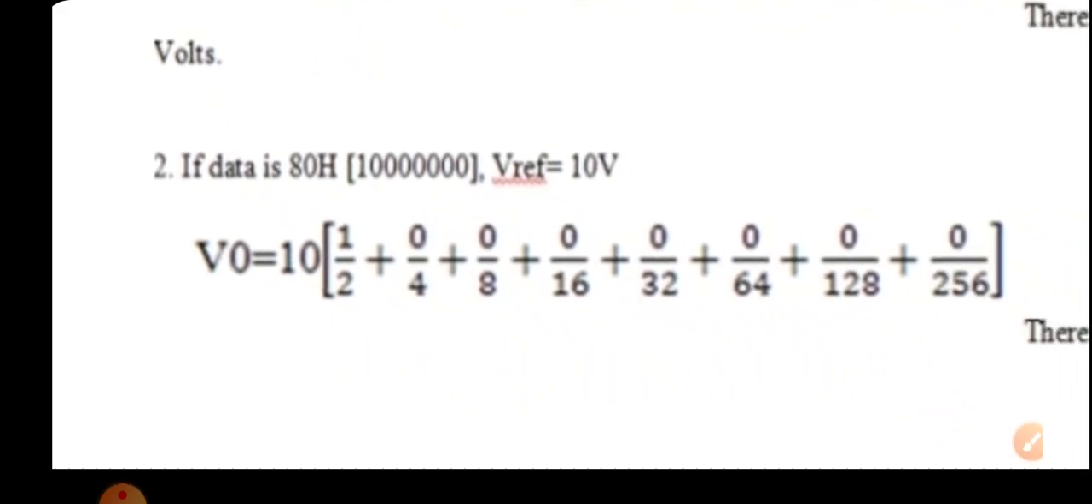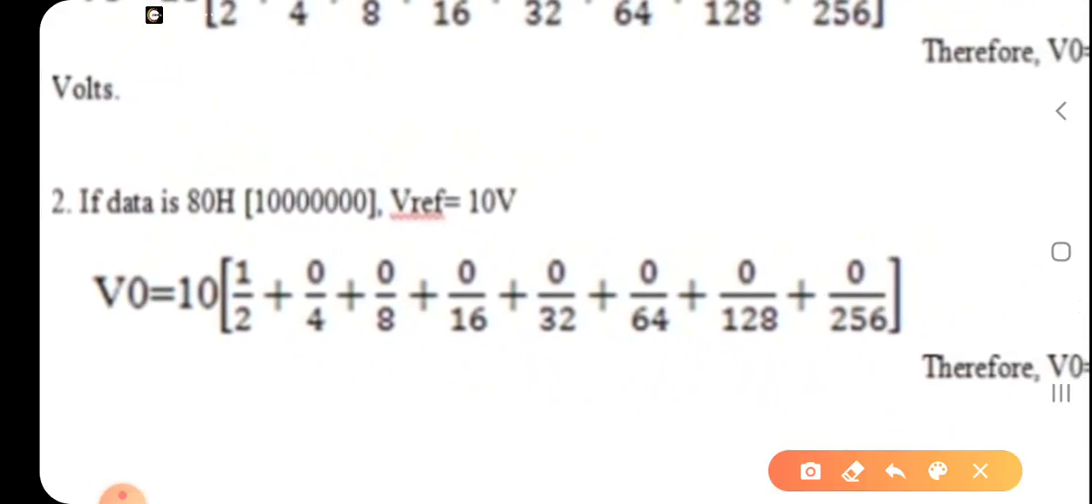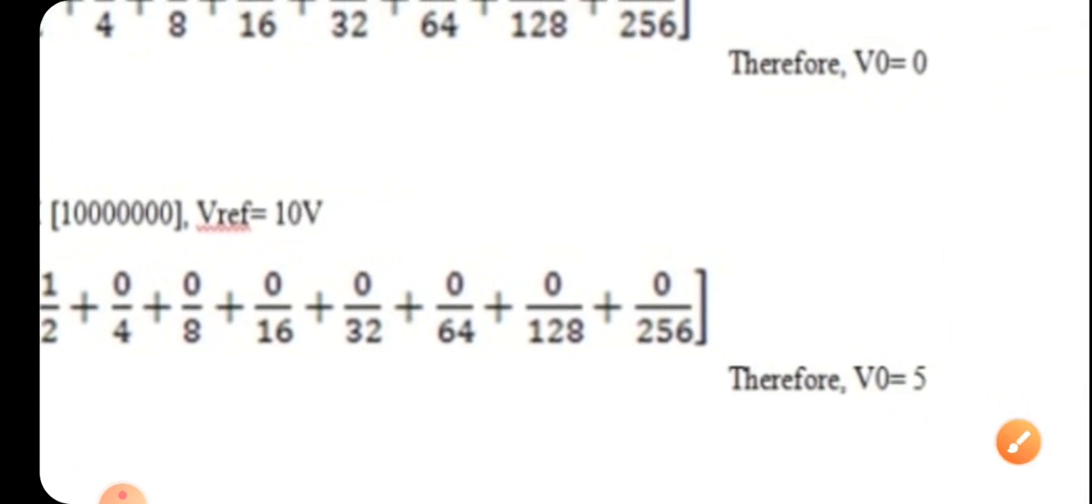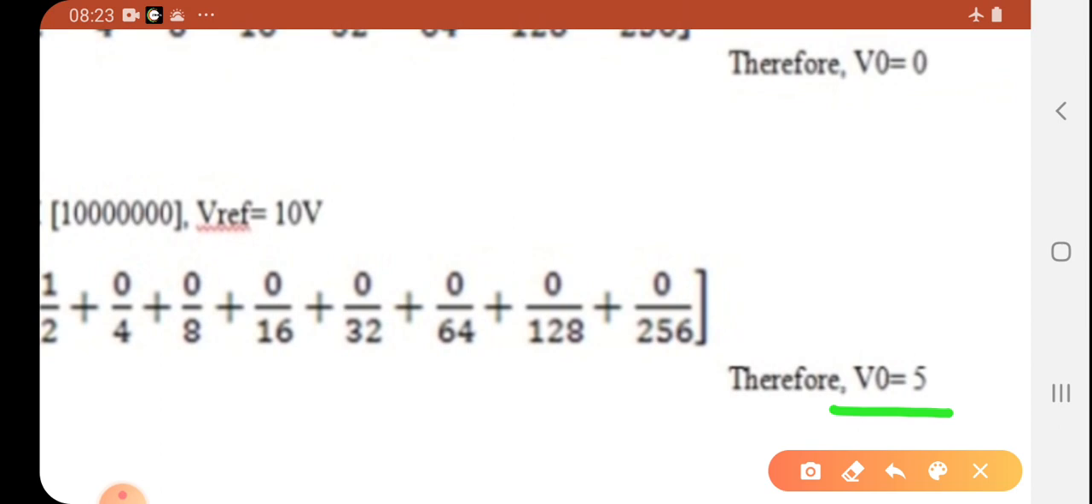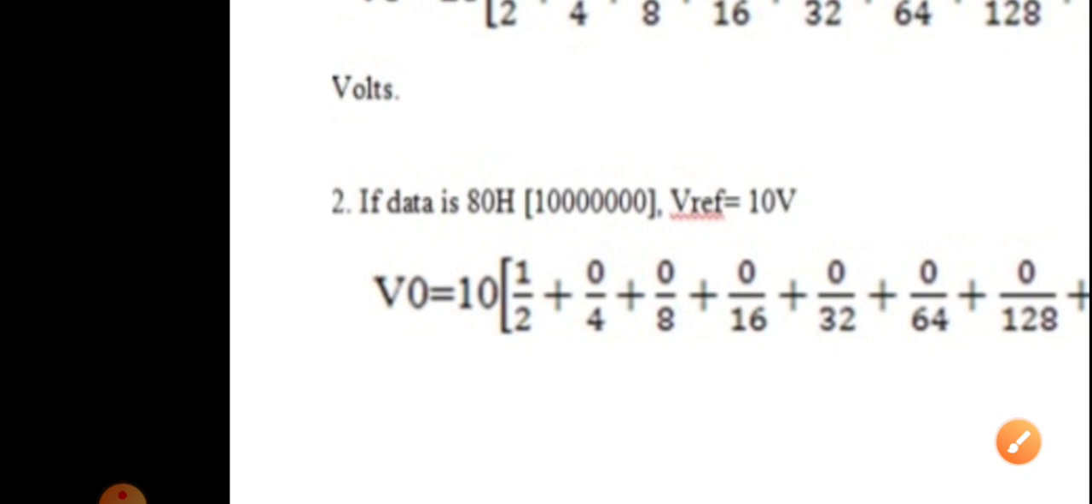Now if the data is A0H, so A0H is converted into binary, so it is 1 0 1 0 0 0 0 0, and V reference is 10. Putting these values here, we will find out V0 is equal to 5 volt. So the data is A0H, V0 is equal to 5 volt.